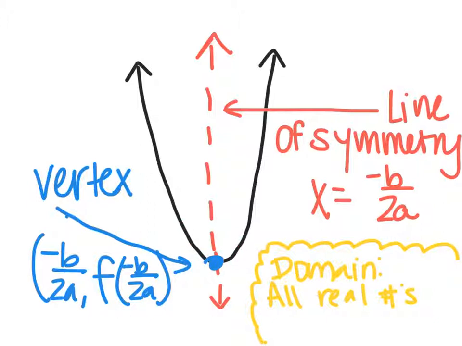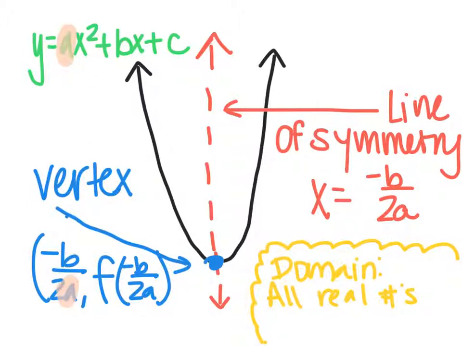The vertex formula is the formula negative b over 2a, which comes from the standard form of a quadratic, which is y equals ax squared plus bx plus c. So it's important for you to remember that a is the number in front of x squared, and that's what's going to go in our denominator, and b is the number that is in front of x, which is going to go in our numerator. Remember this negative sign that's here just means it's the opposite of whatever b is.